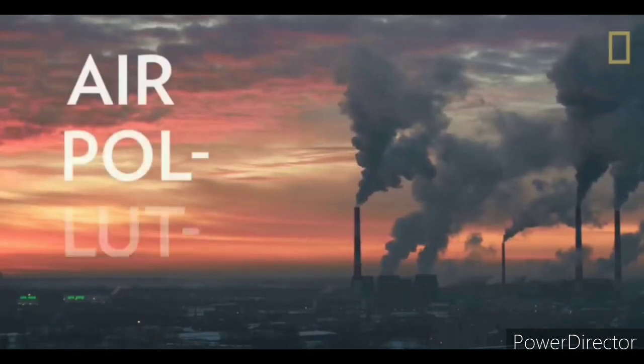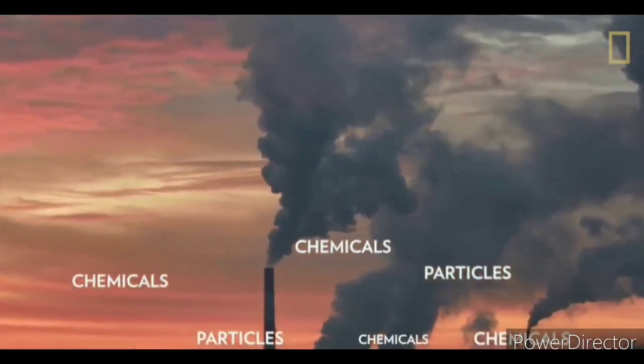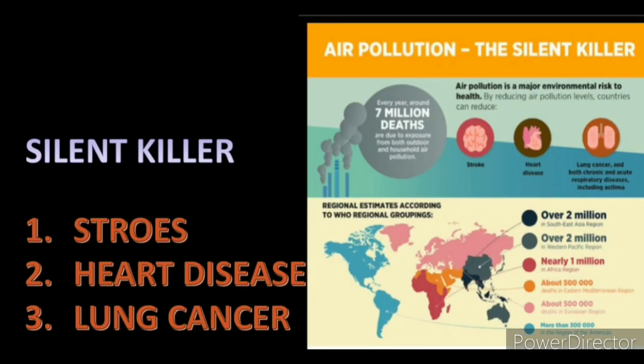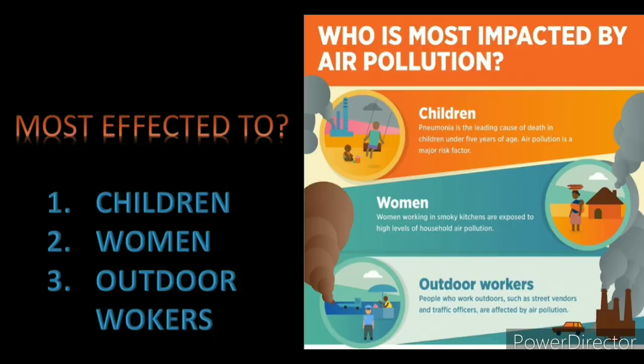Yes, all this is because of air pollution, which contains chemicals, particles and pollutants, and this is a silent killer. Air pollution is a major environmental risk to health. By reducing air pollution levels, countries can reduce it, but it is a silent killer, like strokes, heart diseases and lung cancer. Here is the regional estimate according to the WHO regional grouping. Here you can see the regions where there are more and more deaths due to pollution.